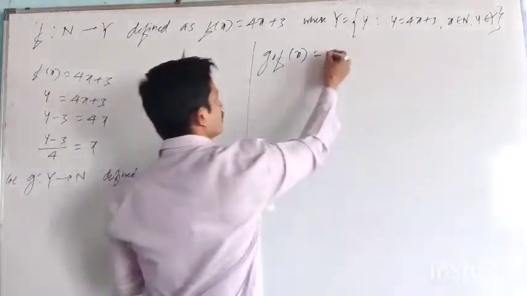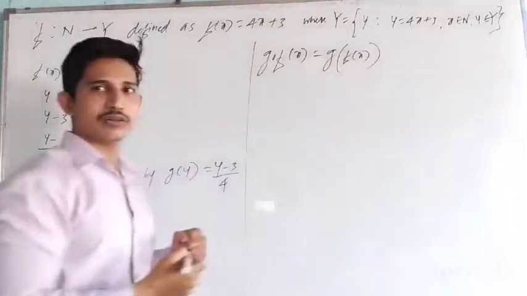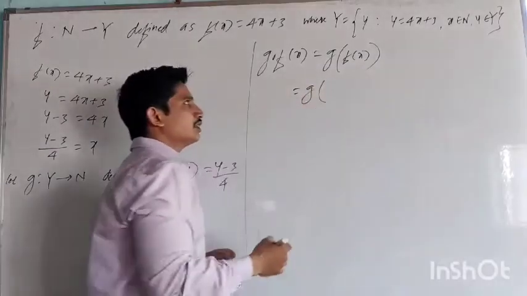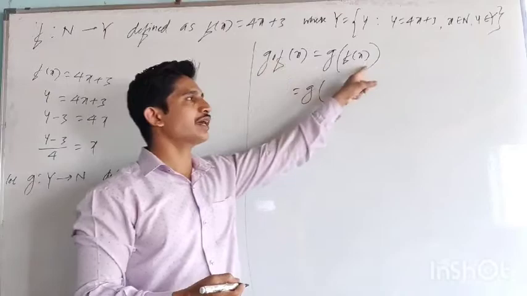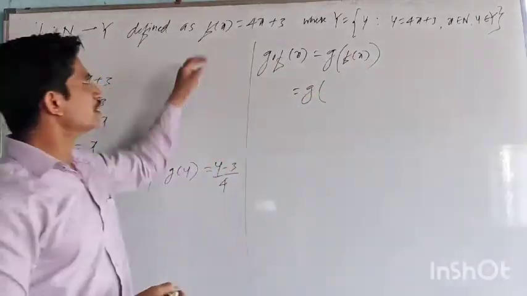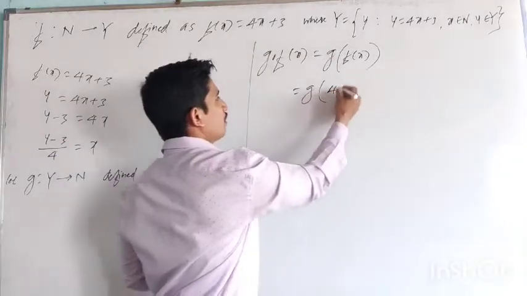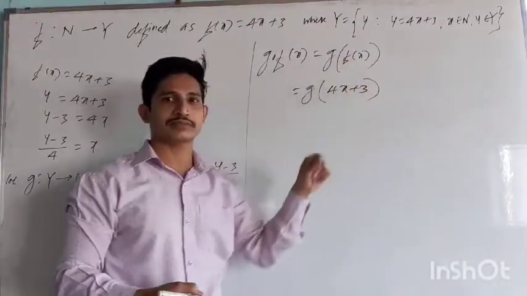Okay, now g is as this, and f of x is written in the bracket. Because it's the composition rule, no? So f of x is in the bracket. What is f of x? f of x is 4x plus 3. So here the value of f of x is 4x plus 3.